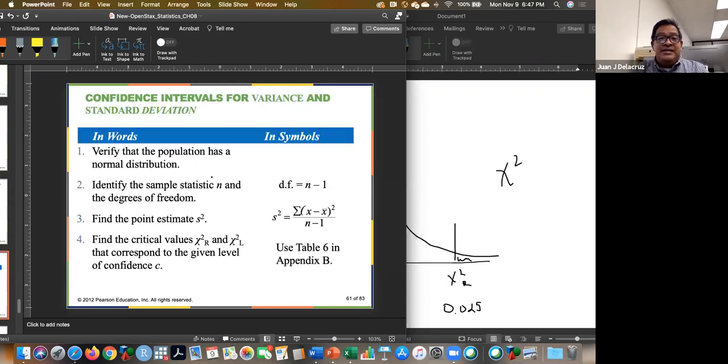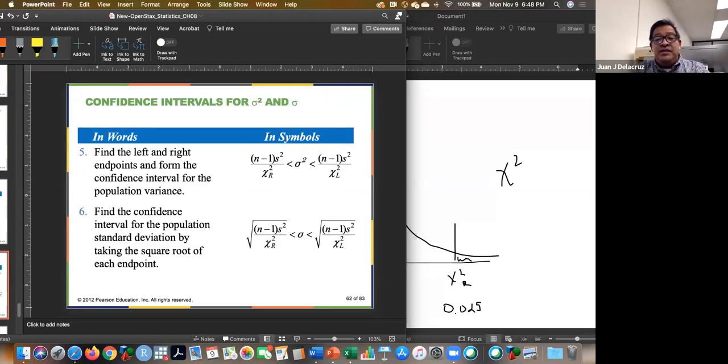So those are the steps: verify that the population has a normal distribution, identify the degrees of freedom, then find the point estimates. If we don't have the variance of this sample, we have to find it. We know how to find it. Remember, for samples, we use n-1. So we find the square of the deviations, we add all of them up, and then divide by n-1. Then we find the critical values. Once we have the level of significance and the degrees of freedom, we find the chi-square right and chi-square left, and then we proceed with our formulas.